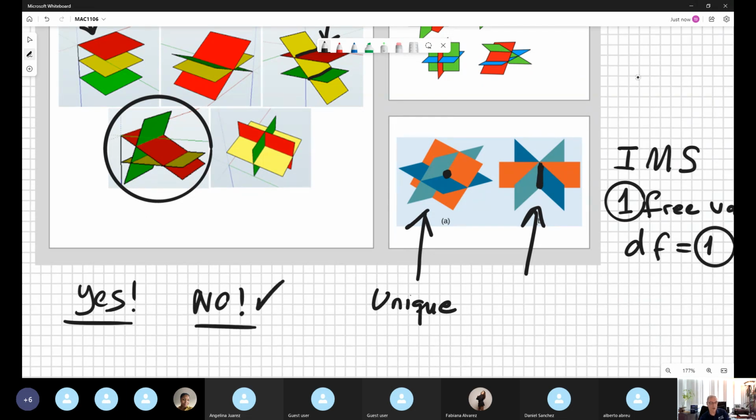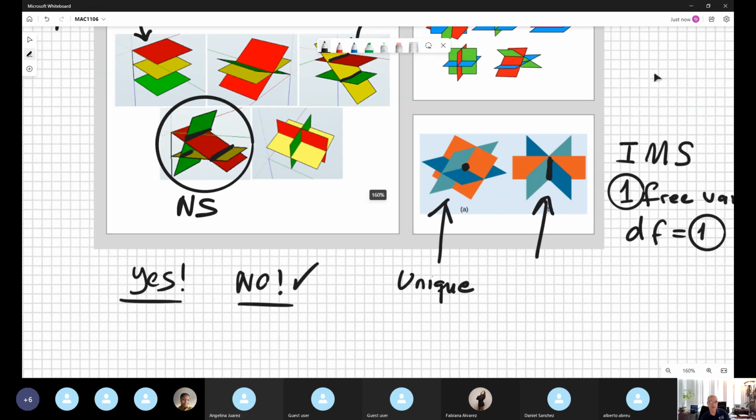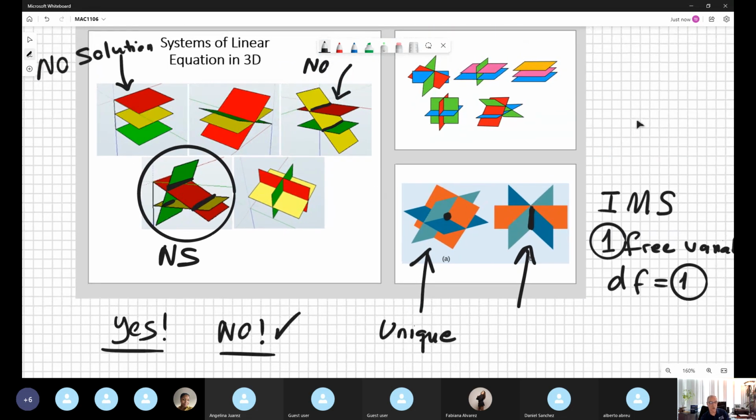No, you are right, mister. By the same reason, we have a common point between green and red here. We have a common point between red and yellow here. We have a common point between green and yellow here. But we have no common point among all three. The answer is no solution. So far, the three examples that we are discussing are no solution, no solution, no solution. What do you think about this one? Let me erase this.